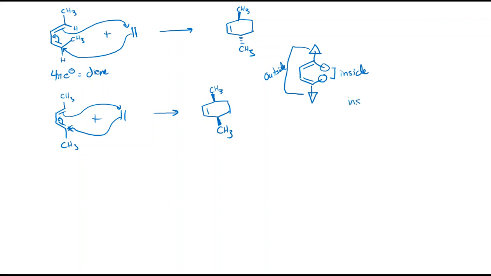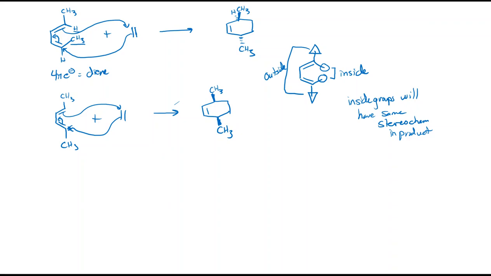Inside groups will have the same stereochemistry in the product. And outside groups will also have the same stereo, right? So in our first case, the methyl group and the hydrogen are the two inside groups. And because those two are inside, those are going to both have the same stereochemistry. The methyl group and this hydrogen are both dashed, right?